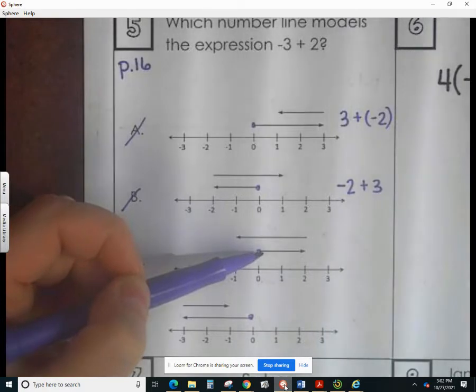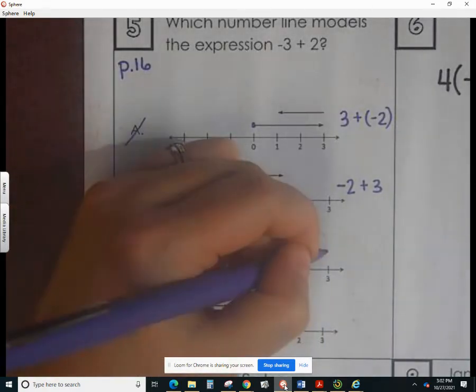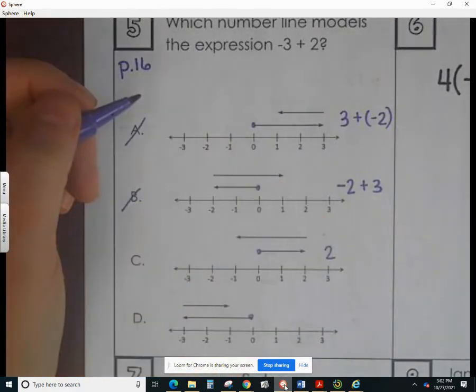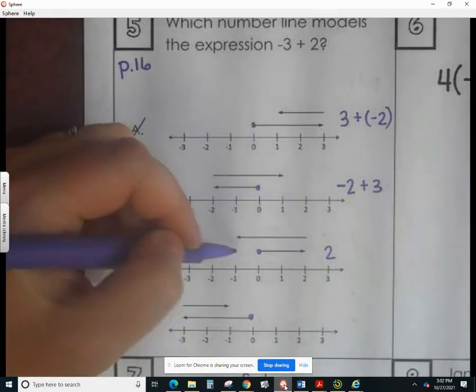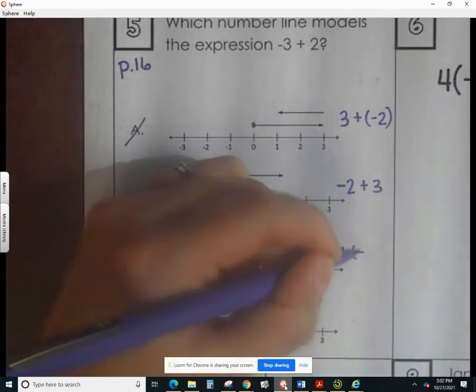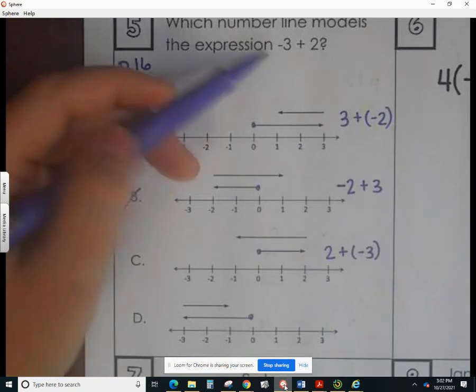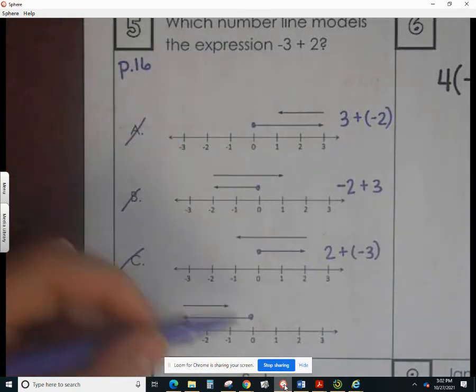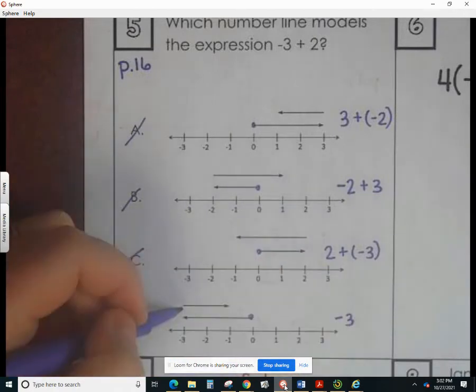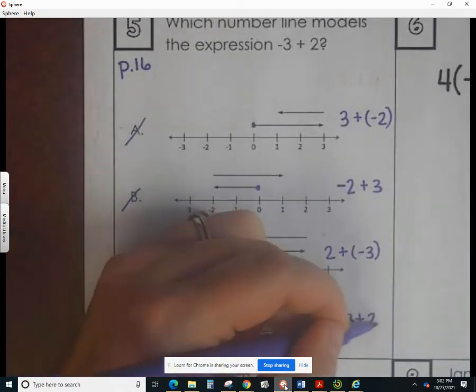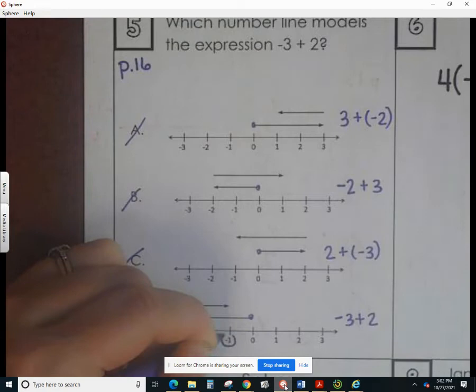The next one starts by going 2 units to the right. Remember, right is positive, so that's positive 2. Then it goes 3 units to the left, so that's adding negative 3. So that's not what I'm looking for. The last one goes 3 units to the left, that is negative 3. Goes 2 units to the right, that is positive 2. It ends at negative 1.